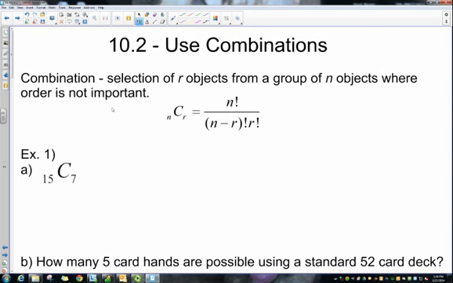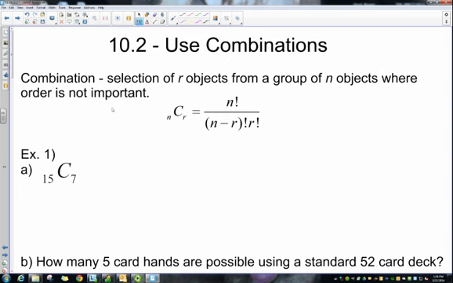So 10.2 is using combinations. Combinations are similar to permutations. Permutations, remember I said in the last section, the order mattered. These things had to be in a specific order. Combinations are different. They don't have to be in a specific order. So A, B, C and C, B, A are the exact same because they have the same letters. You can't tell them apart that way.